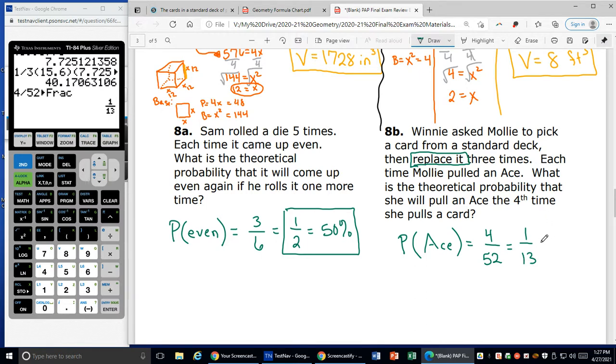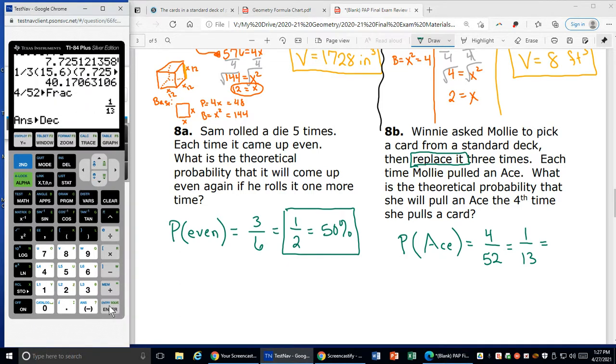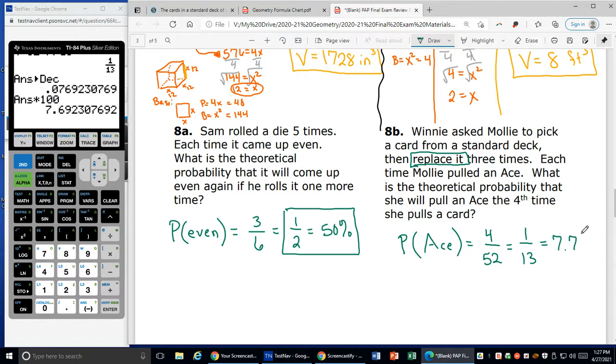Then we are going to change that to a percentage. So math, make it a decimal, multiply it by 100, and I get 7.69. So we'll just say 7.7%. 1 out of 13 tries, or 7.7%.